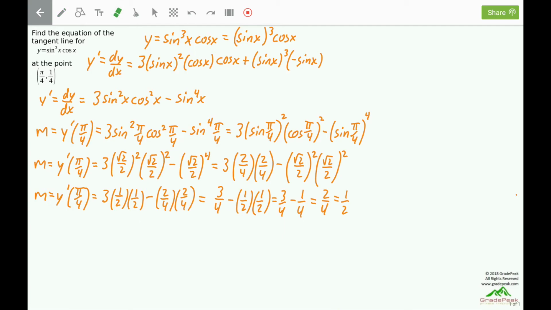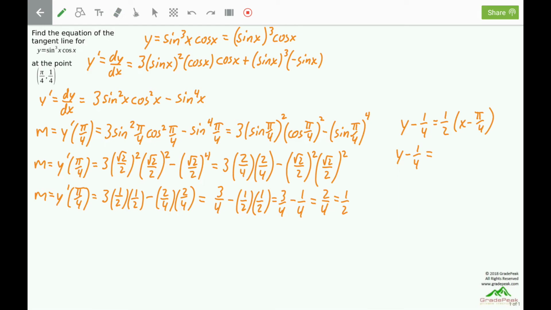It looks like I have a slope of 1/2. I have the point x and y coordinates already given to me. I can now write the equation of the tangent line using the point slope formula. Y minus the y coordinate of the point, that's the 1/4. Y minus 1/4 equals the slope, which is 1/2, we just found that, times x minus the x coordinate, which is pi over 4. That's the point slope formula. That's for the setup, but we want to put it into slope intercept form. That's where we solve for y.